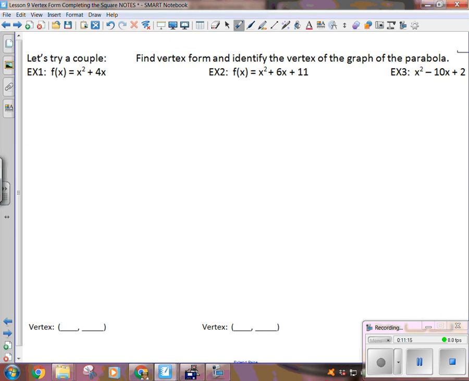Let's do the very first one. When you try to find the number to half, it's always the number in front of x. So find the b value in front of x. That's the one you're going to half it and square it. Are we good? All right.